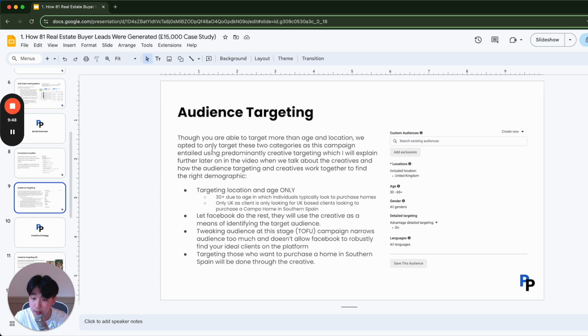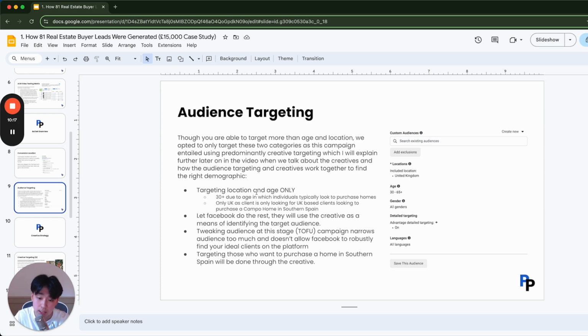In this particular campaign, the targeting was only limited to location and age. We opted for 30 and above for age due to age in which individuals typically look to purchase homes, and we only targeted UK as the client was only looking for UK-based clients looking to purchase a camper home in southern Spain, so purchasing a property abroad.